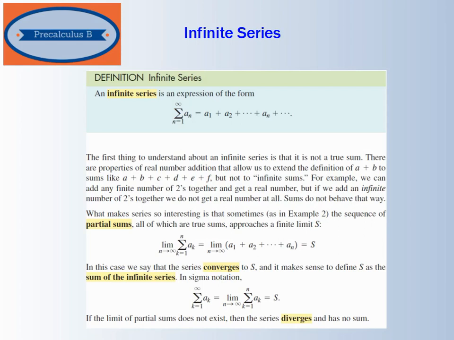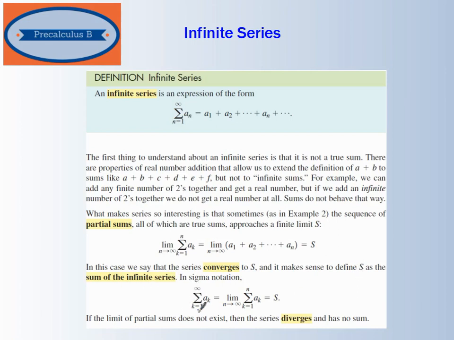So what makes series interesting is that sometimes the sequence of partial sums, all of which are true sums, approaches a finite limit. So we could say we want to find the limit as n approaches infinity of the sum of a sub k from 1 to n, which is the limit as n approaches infinity of a sub 1 plus a sub 2 plus a sub 3, all the way to a sub n, and that is going to equal some value s. In this case, we would say that the series converges to s, and it would make sense to define s as the sum of the infinite series.